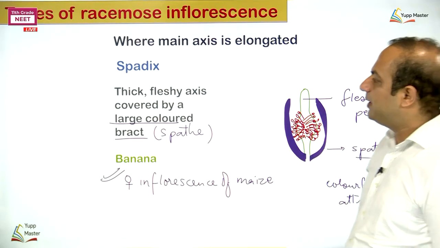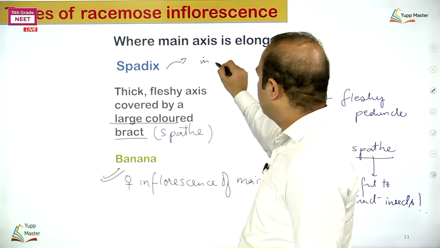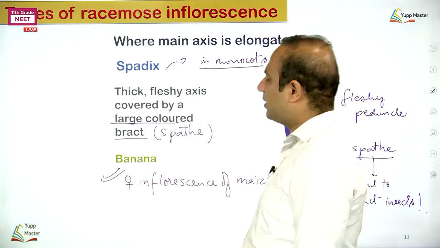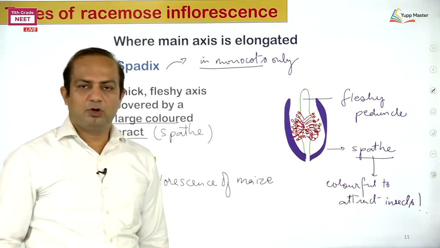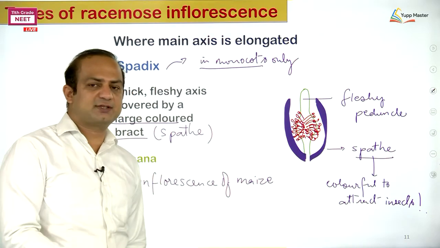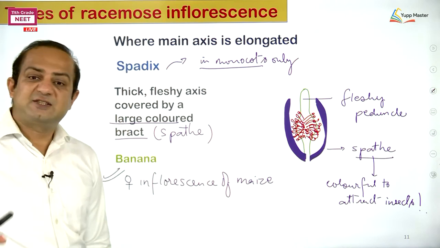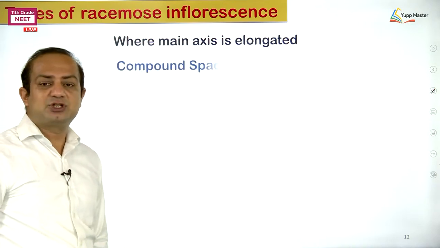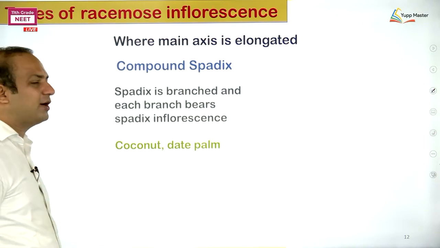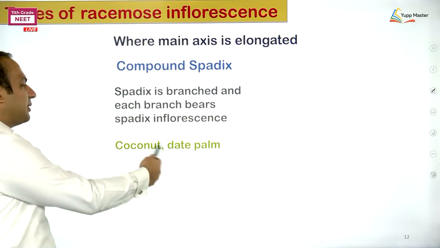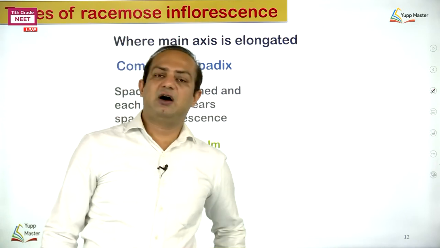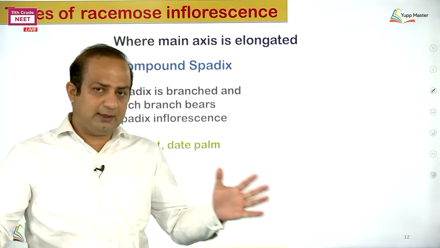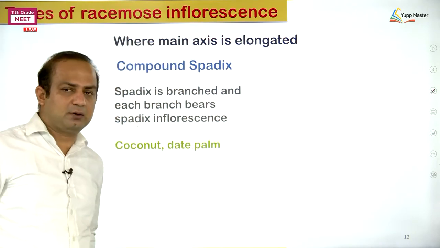Fine. So the spadix type of inflorescence you will observe in monocots, never in dicots. It is characteristic of monocots, though not all monocots have this. If spathe or spadix is there, the plant must be a monocot. Spadix can also be compound, means branched, with each branch bearing a spadix inflorescence. Such character is seen in coconut or date palm. The flowers in the spadix inflorescence may be unisexual or bisexual, either. This is a discussion for a later topic, not for here.